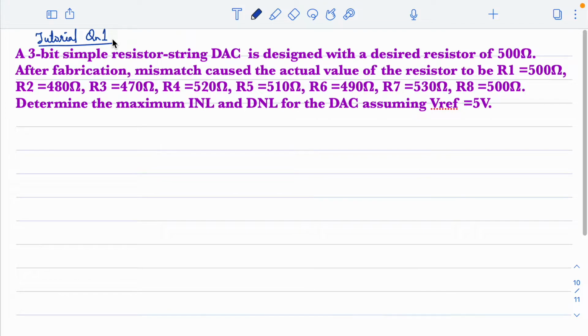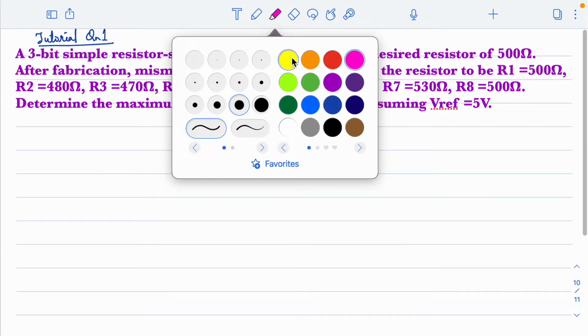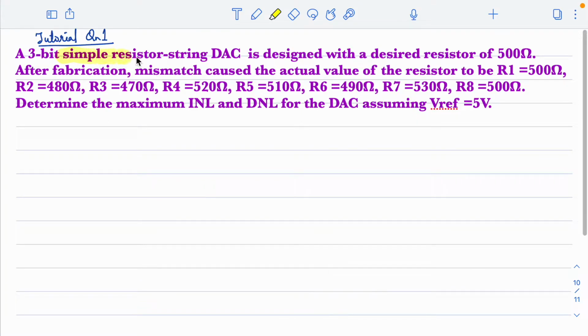Tutorial 4, which I shared today, the first question of that. The question given here is, there is a 3-bit simple resistor string DAC. When you see that this is a simple resistor string DAC, what we can assume is there is no binary switch array. It is a simple switch, and that is designed with a desired resistor of 500 ohm.